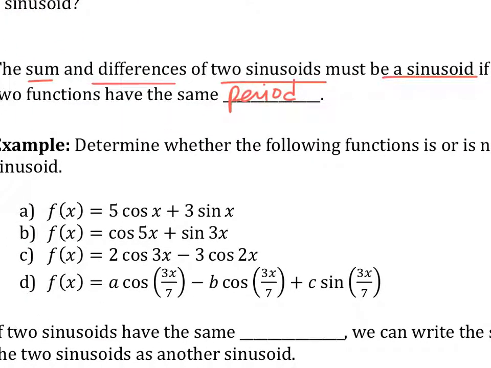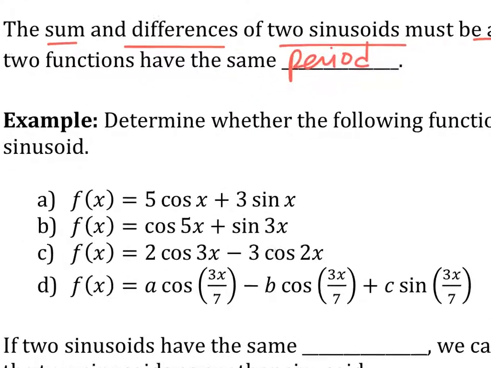All right. Next one is just practice. Determine whether it is or is not a sinusoid. So put yes or no. Yes, a sinusoid, or not a sinusoid. What are you looking for? B. Yeah, see if B is the same. Just yes or no.